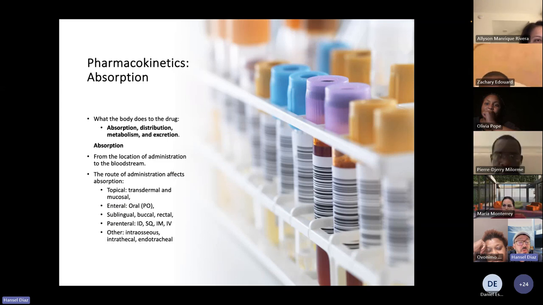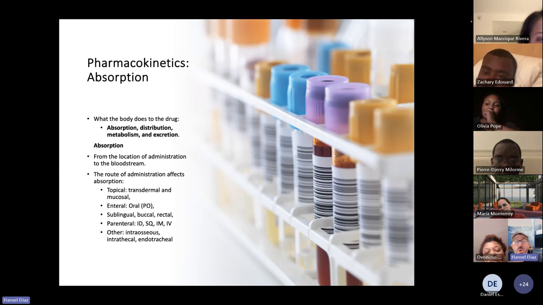The way medication goes into the system is so important as nurses. Because if you make a mistake and you give the same amount of medication IV that you would give somebody PO, because your patient is NPO, because of whatever, well, you know what will happen to your patient, right? So: pharmacokinetics and absorption, distribution, metabolism, and excretion.